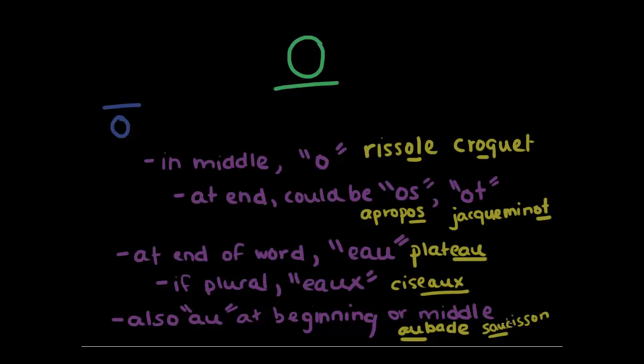And here even an O could work, but somehow I just feel an AU looks right. And sometimes, after you spend a lot of time with the words, you'll sort of get a feel for if it should be AU or O. But pretty simple here. For the end, EAU is definitely a good option. Otherwise, OS and OT. Middle, usually O, and beginning, usually AU. So that's basically the long O sound in French. So let's get rid of this.